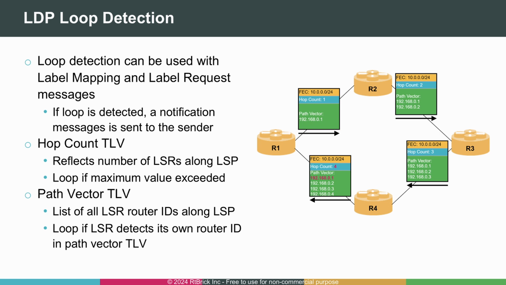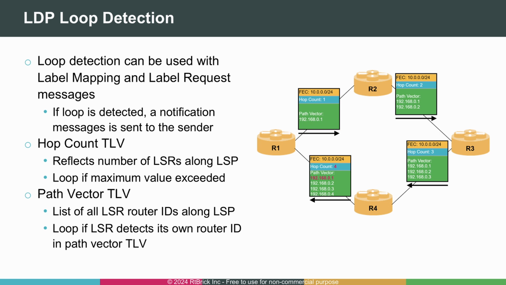Loop prevention in the LDP is essential for ensuring that label-switched paths remain efficient and stable within an MPLS network. Without such mechanisms, forwarding loops may occur, causing packets to circulate indefinitely between routers. LDP employs several techniques to prevent loops during both label distribution and forwarding. On the data plane, the MPLS shim header includes a time-to-live field, similar to the one in the IP header.